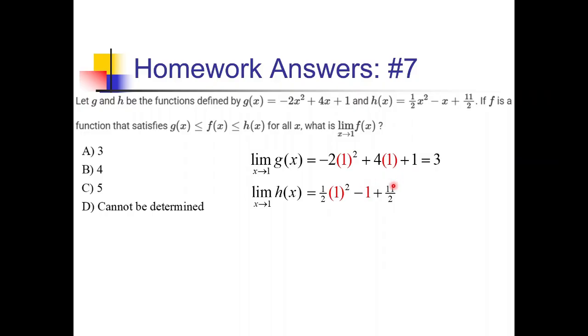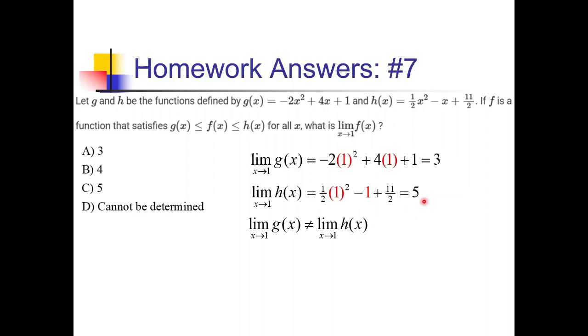-1/2 plus 11 is 10 over 2, which we can reduce to 5. Now those are different. Since these limits don't match up, that means we can't really tell anything about the limit of f of x at that spot, other than the fact that it's got to be somewhere between 3 and 5. But we can't pick a specific value.